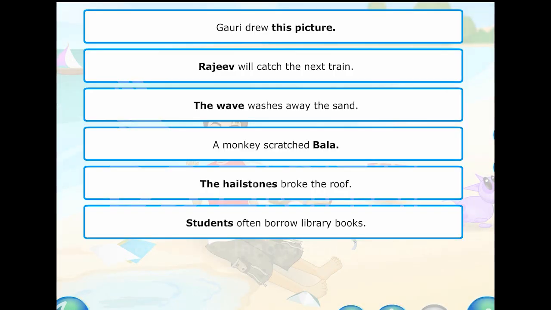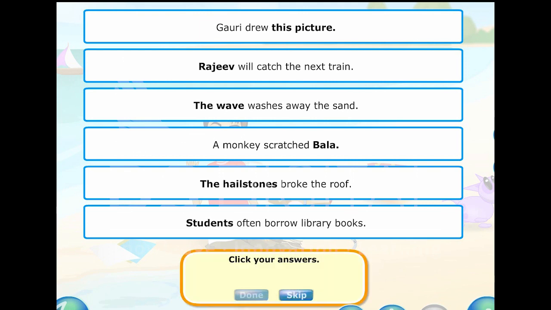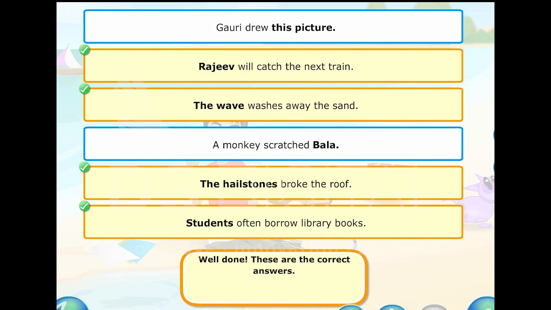Click the sentences where the person or thing doing the action is highlighted correctly. Well done! These are the correct answers.